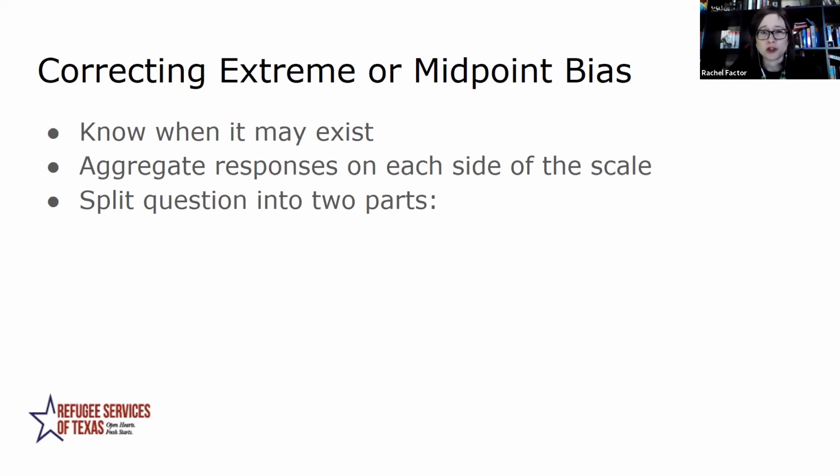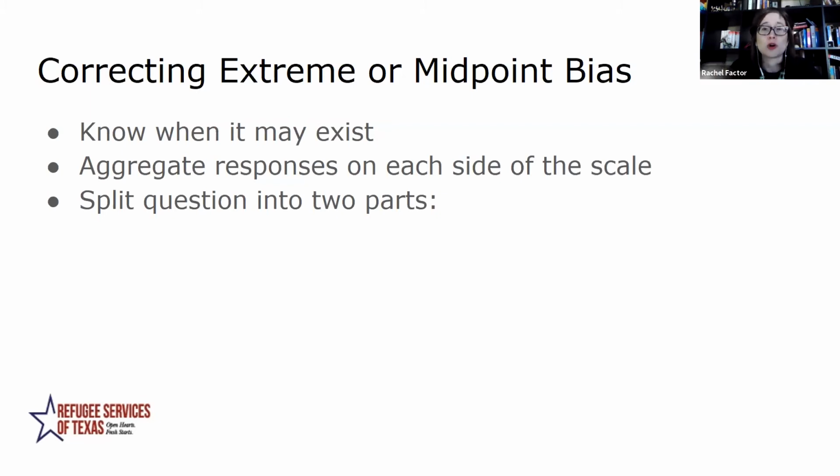So the second thing you can do, if you run your pilot test and you see there's some extreme or midpoint bias going on, is split your question into two parts. And this came from an experiment from a consulting firm here in the US, where they were looking at Hispanic, Spanish-speaking Americans and their tendency to respond in the extreme.